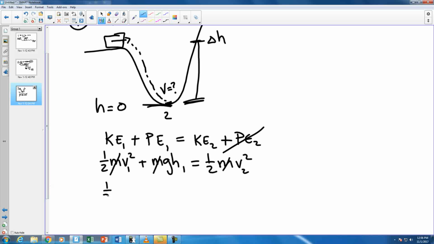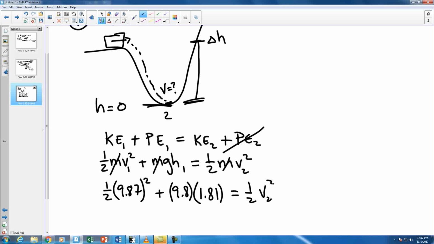Okay, so this is 1/2. The initial velocity was 9.87, so we'll say 9.87 squared plus g, of course, is 9.8 times the height of the hill, which was labeled as 1.81 meters. That needs to equal 1/2 of v2 squared. So we have this number over here on the left. You guys can calculate that, but that needs to be multiplied by 2. That'll get rid of the half. And then afterwards we take the square root of that to get v2.